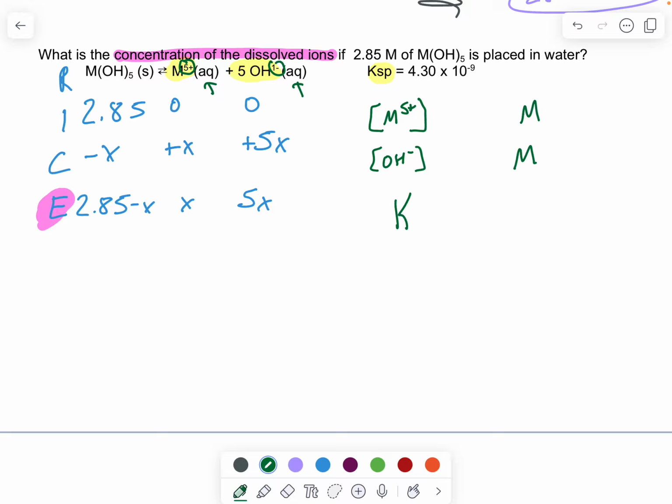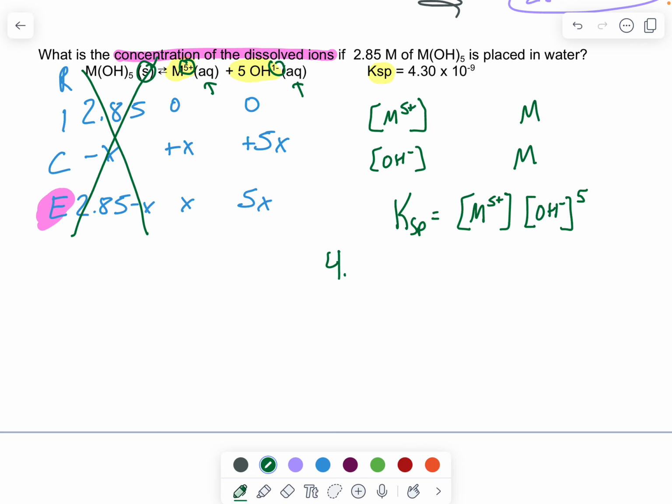Remember that your K expression is always your K equaling the concentrations of the products raised to a power of the coefficient. So M does not have a coefficient, but hydroxide does. So we're going to raise it to the fifth. And there's nothing in the denominator because what I'm putting in is a solid. So that's my K. This is why this problem is easy. They look this way every time. Okay, I have my ICE table. I have my KSP. In my KSP, I will not use the solid. While that information could be useful sometimes, in this problem it's not.